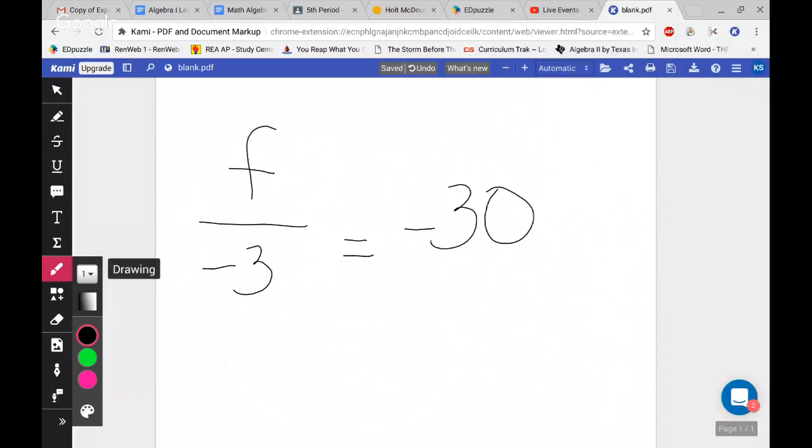Okay. Now this one, there's a fraction in it, but there's a variable in the fraction. So on this one, it's almost like multiplying by the reciprocal, but technically the operation going on here is division. So the opposite or inverse operation of division is multiplication. So I'm going to multiply both sides by -3.